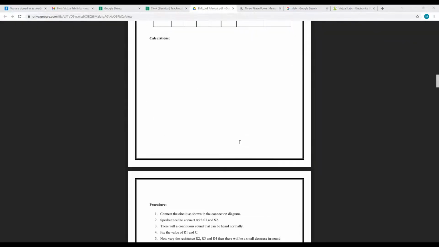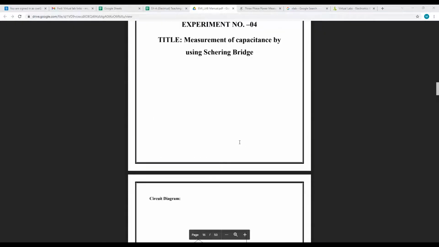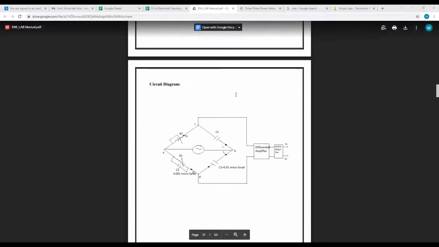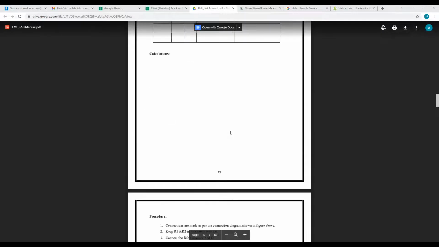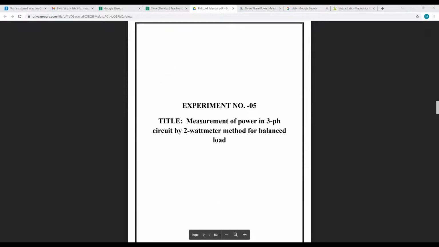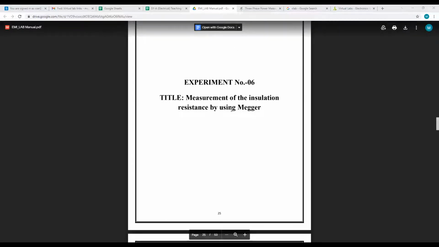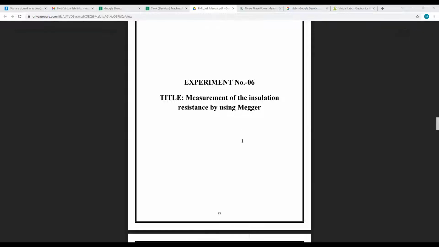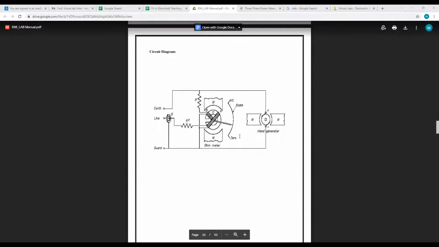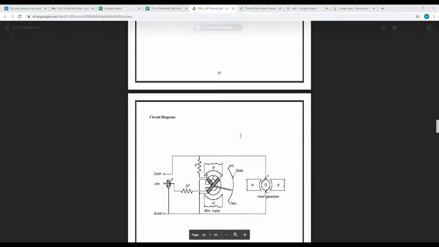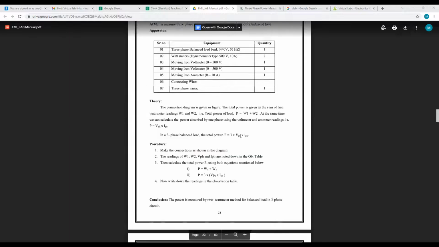So we'll start later; easy parts we are going to start first. We'll take the Schering bridge. Bridges and potentiometer are there up to experiment number 4. Experiment number 6, in the last class we discussed measurement of insulation resistance by using Megger. I have shown the Megger diagram, the equipment and everything. We have done that.